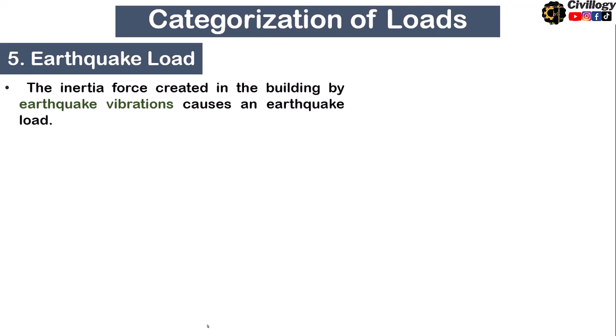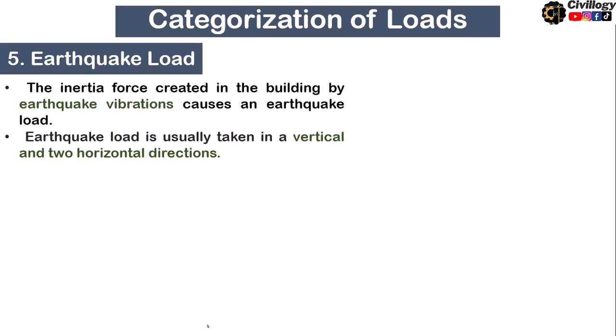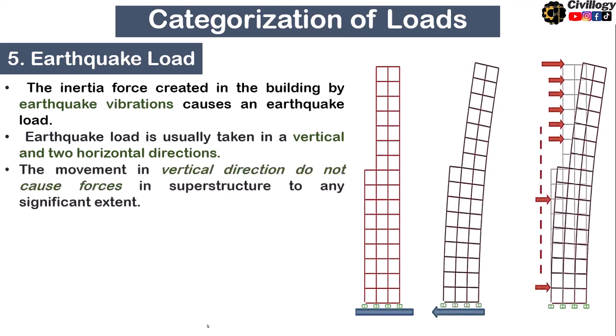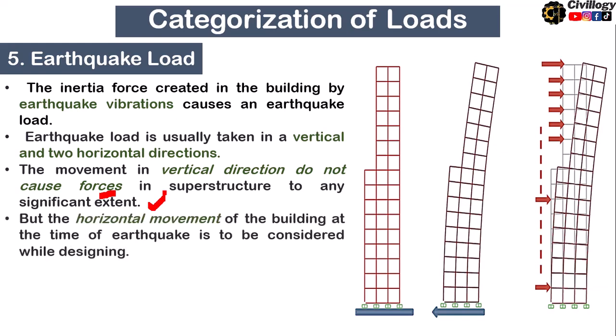The fifth type of load is earthquake load. The inertia force created in the building by earthquake vibrations causes an earthquake load. Earthquake load is usually taken in a vertical and two horizontal directions. The movement in vertical direction does not cause forces in superstructure to any significant extent. It means that the vertical movement of the earthquake is usually neglected during applying earthquake load. But the horizontal movement of the building at the time of earthquake is to be considered while designing.